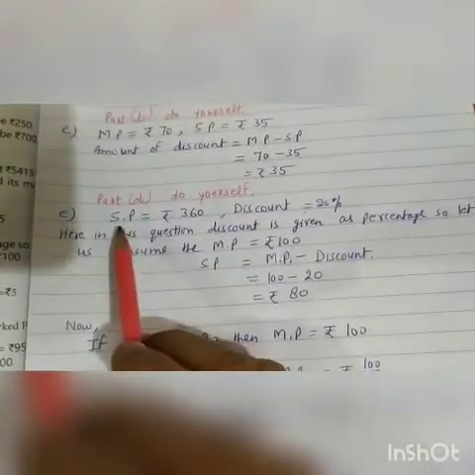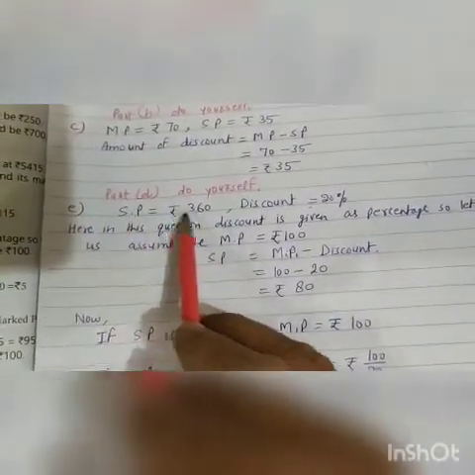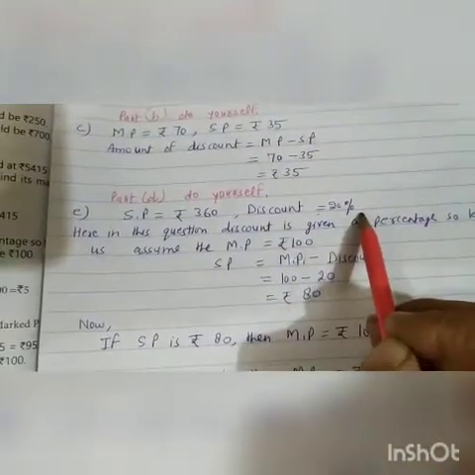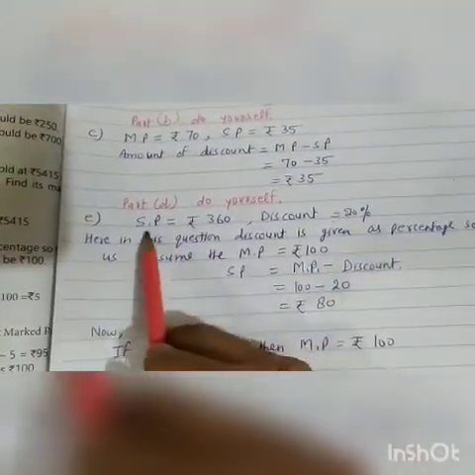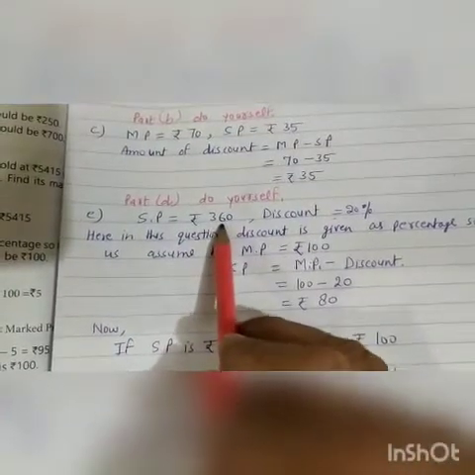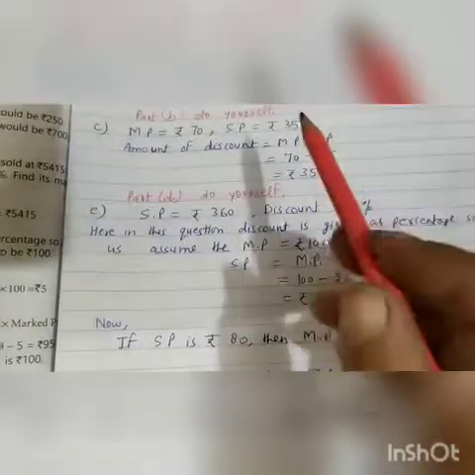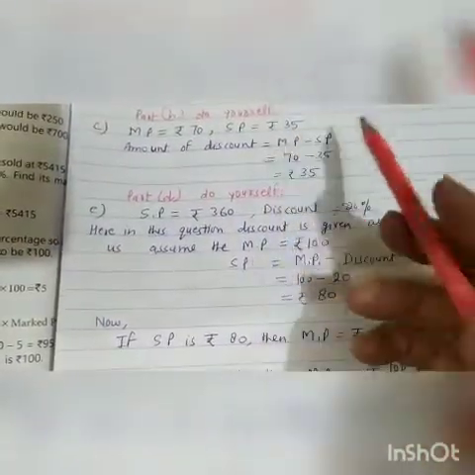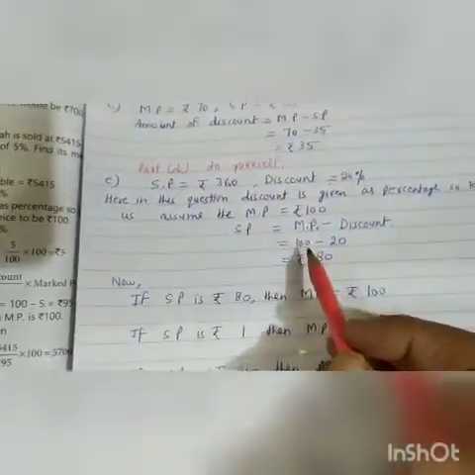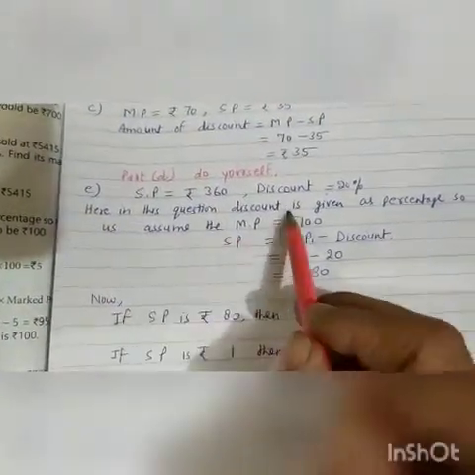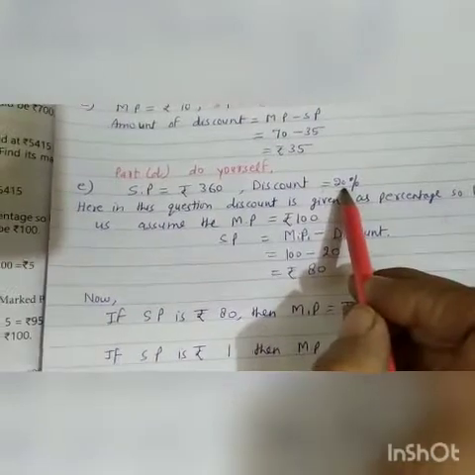Now come to part E. In question part E, selling price is given as 360 rupees. Discount is given as 20%. See here, selling price is given 360 and discount is 20%. This question is different from these two, so pay more attention to this question. Here in this question, discount is given as percentage.